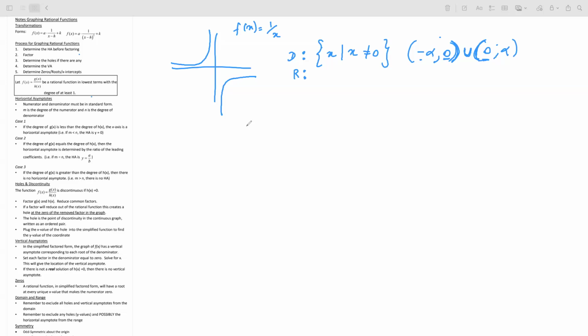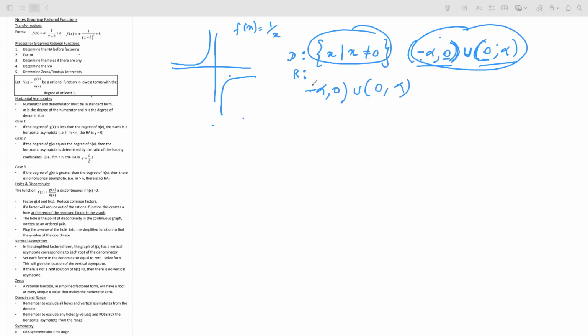Union means in addition to the left, the right is also included. Miss Priya, I have a question. If they say to write it in interval notation, which one would you use? Oh, interval notation is this. This is set notation. You got it? Thank you. Now, range is also the same thing, right? It goes from minus infinity to 0, 0 is not included, and then 0 to infinity. Make sense?